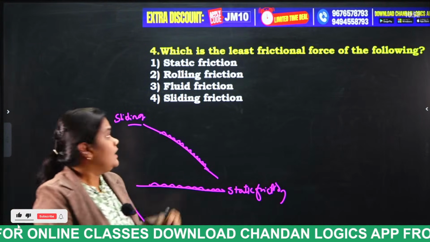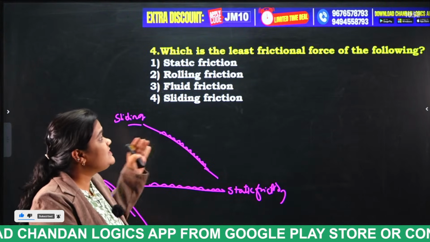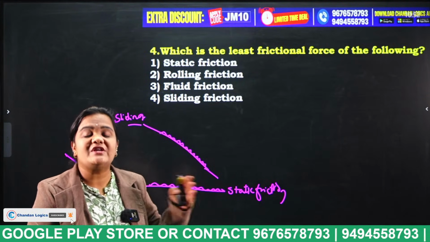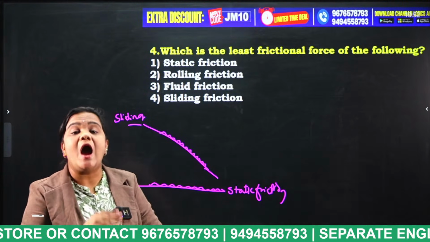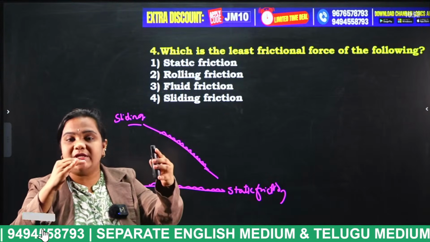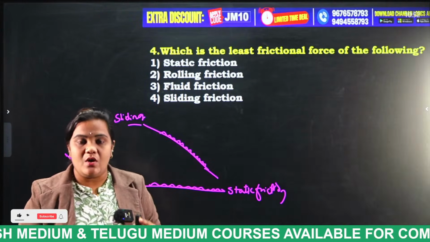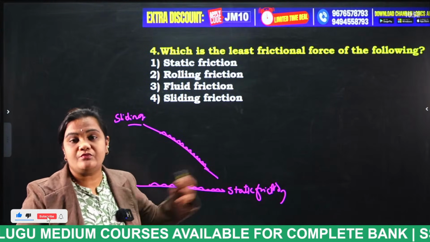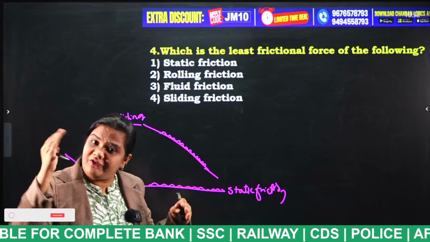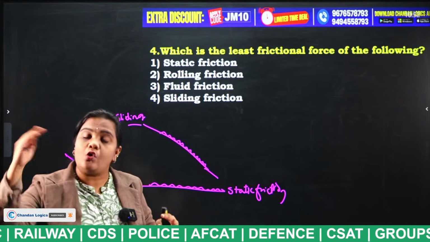Okay, so static friction is nothing but, so what is the question, students? Which is the least frictional force of the following? Frictional force is nothing but what, students? Opposing force. If something is going in its direction, if any object disturbs this movement, so what do we call it, students? Friction. Frictional force is nothing but opposing force. So which is the least frictional force? That means even though there is friction, that friction is not considered. The movement of the object goes on its way.